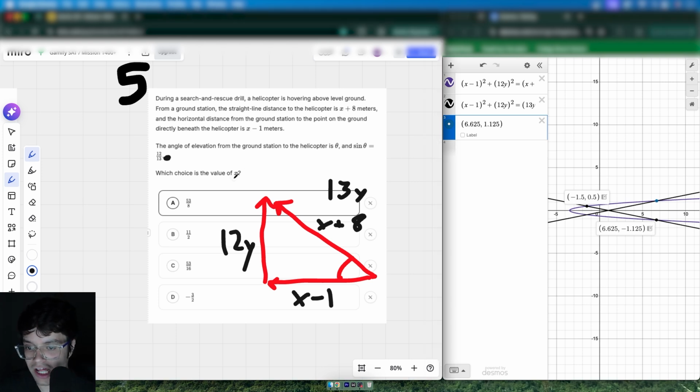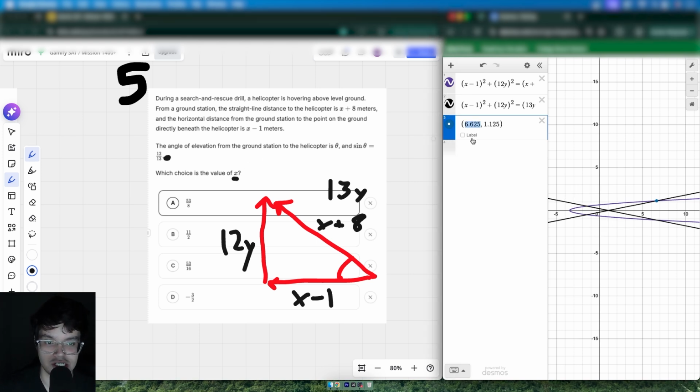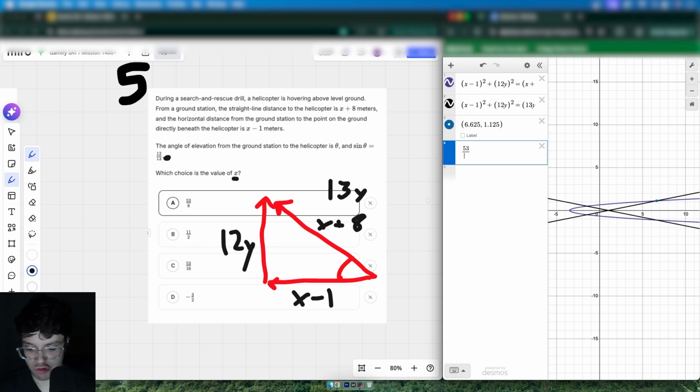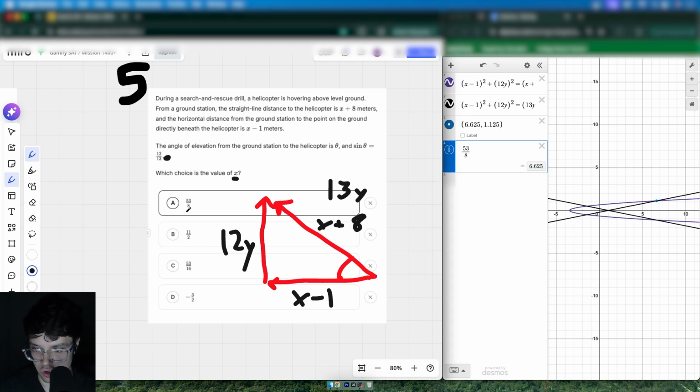We're looking here, what is the value of x? The x term in this would be 6.625. So therefore, we just plug in each of these and see which one works. If I try 53 divided by 8, yes, that is the exact same thing. So A must be right here.